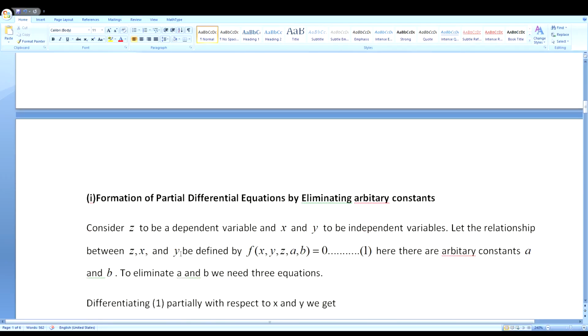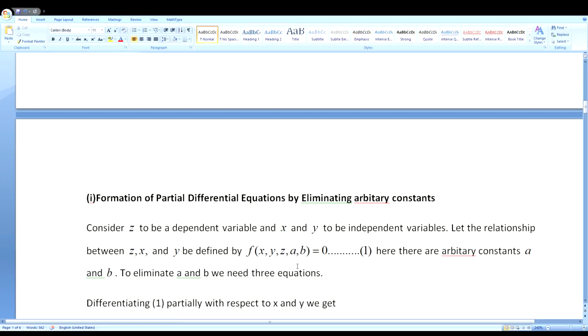Let us see some examples. Formation of partial differential equations by eliminating arbitrary constants. Consider z to be a dependent variable and x and y to be independent variables. Let the relationship between z, x and y be defined by f of x, y, z, a, b equal to 0. Here the arbitrary constants are a and b.